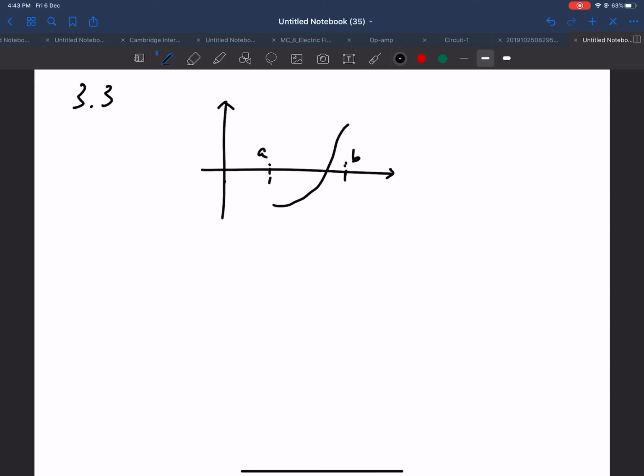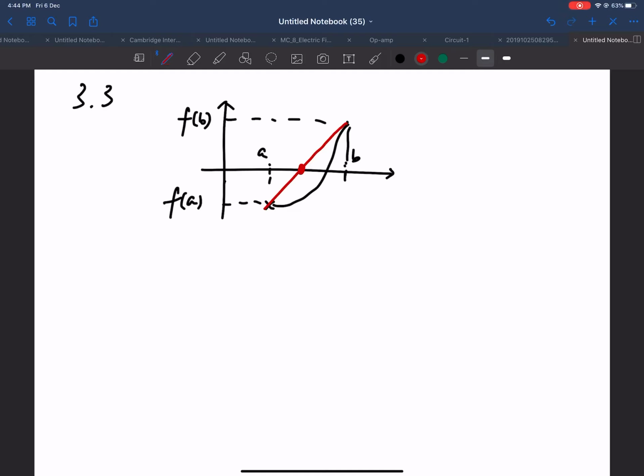Just say there's a curve like this one. FA is less than 0, FB is greater than 0. How can you use linear interpolation to find a solution? You assume there's a straight line passing through these 2 points, and then you find the intersection point. If it's less than 0, it's over here.